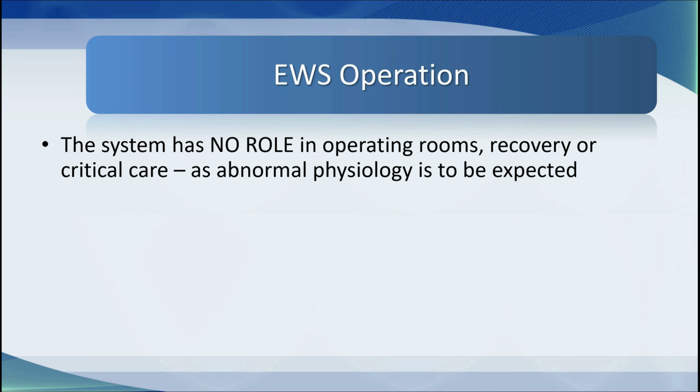The first thing is to know when not to use it. It shouldn't be used in the operating room, recovery, or critical care, because in those locations abnormal physiology is to be expected, and what you don't want in the patient's chart is an abnormal early warning score that someone can go, oh no, it was like this earlier on when they were in recovery. So it shouldn't be used in those locations. It's really a standard of care on the ward and certainly can be used in the emergency department.